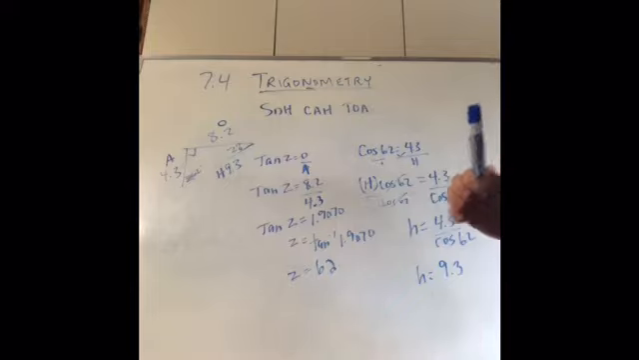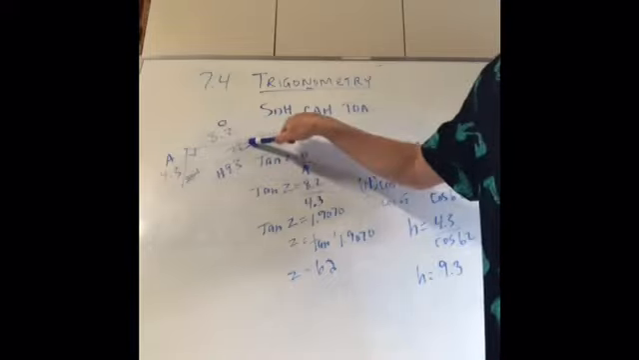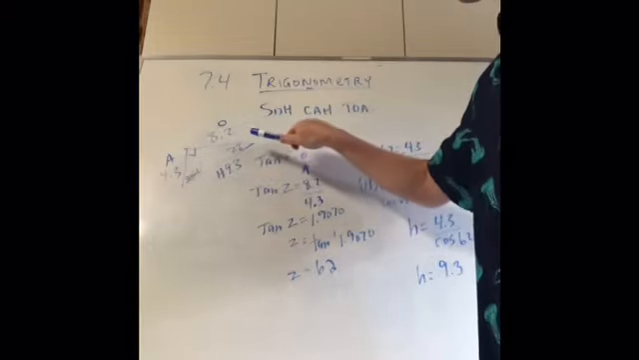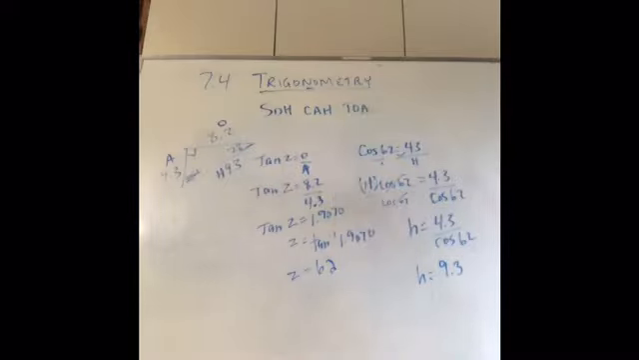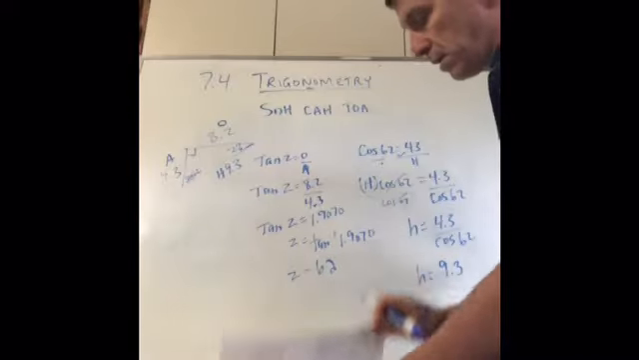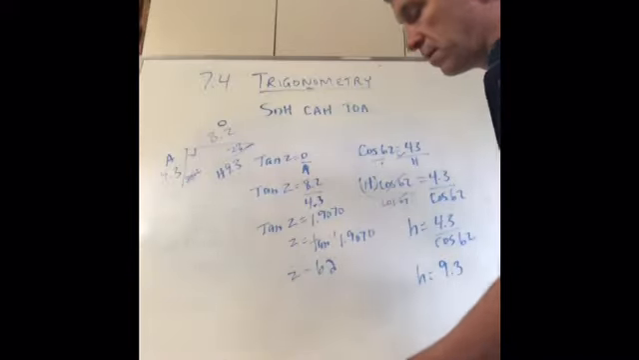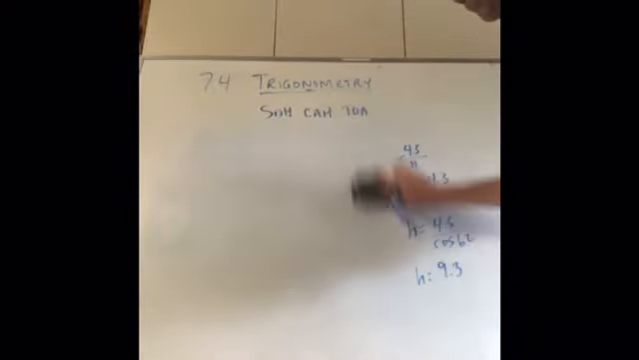I guess in theory too, if you had A and B here, thinking Pythagorean theorem, you could have used the Pythagorean theorem to solve for H if you have two of the sides, but we're going to stick to trigonometry for now. All right, one more question, and then we will call it a day.